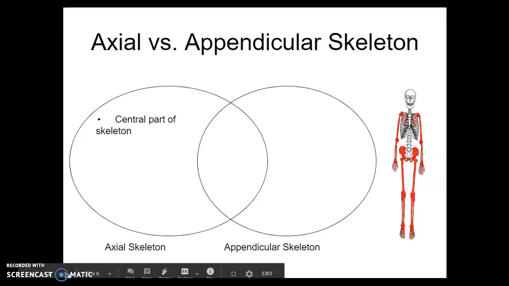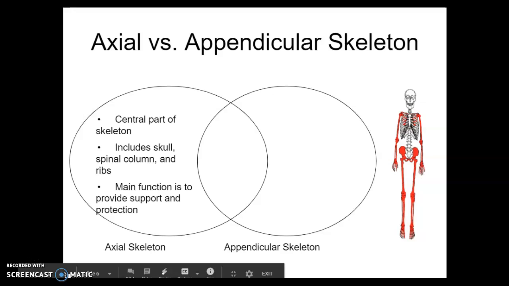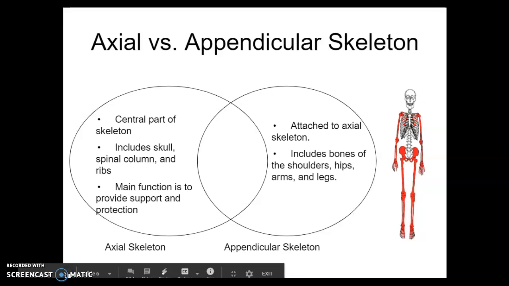So your skeleton divides into 2 categories. There is the axial skeleton, which is the main part going down. So your skull, your spinal column, and your ribs. Your appendicular skeleton is all the stuff that comes off, your arms and your legs. So the axial part, it's not as much about movement, it's about support and protection. Your arms and your legs are more about movement.